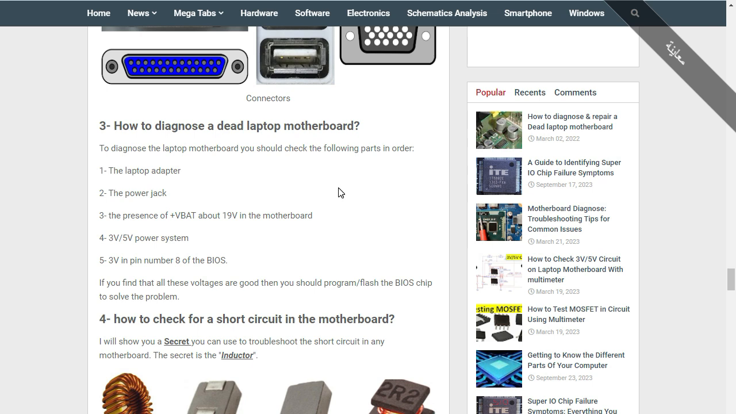So always, when you receive a dead motherboard, you should follow some steps. You should never go directly and use your multimeter to test components or remove and install components. No, this is wrong. There is always a process that every technician should follow, a technician who uses logic in their maintenance. You should always follow some steps.